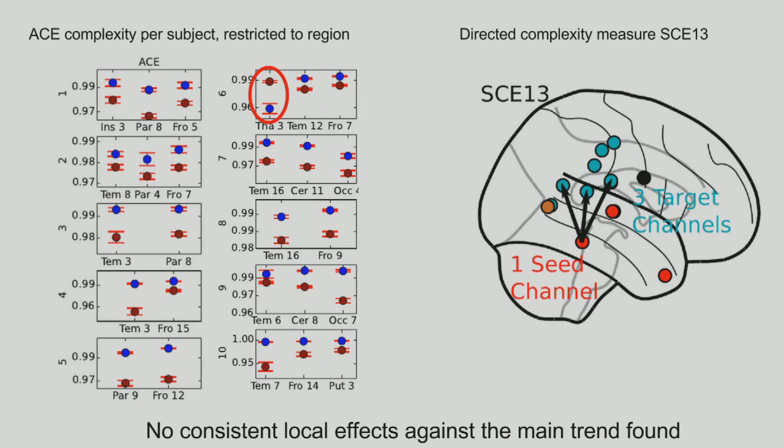Also, when we restricted our measures to particular regions and looked at them amongst subjects, we still see everywhere a global trend that the complexity measures are higher for wake as opposed to unconscious. There are occasional outliers, but we did not find anything consistently outlying. So there's no consistent local difference to the global effect.